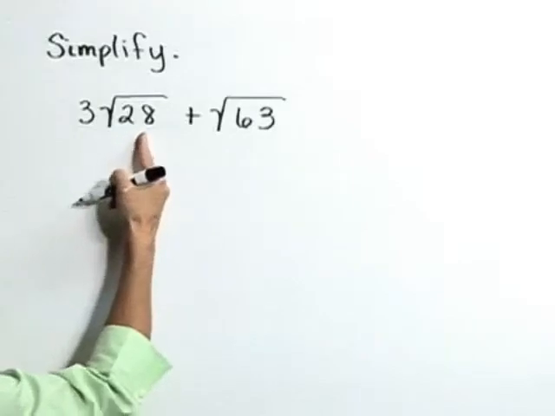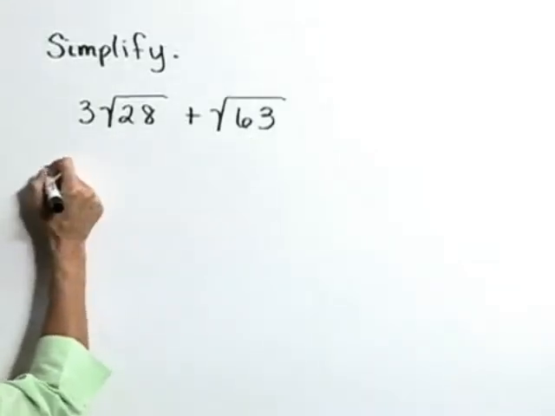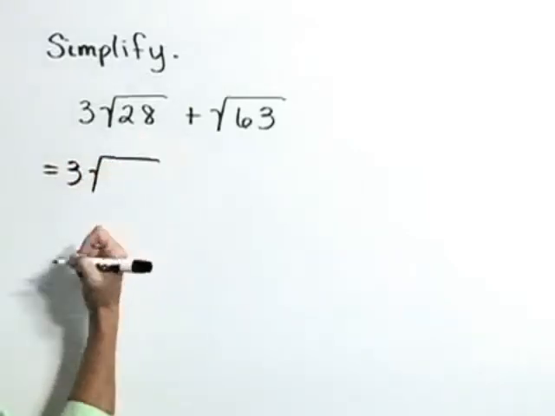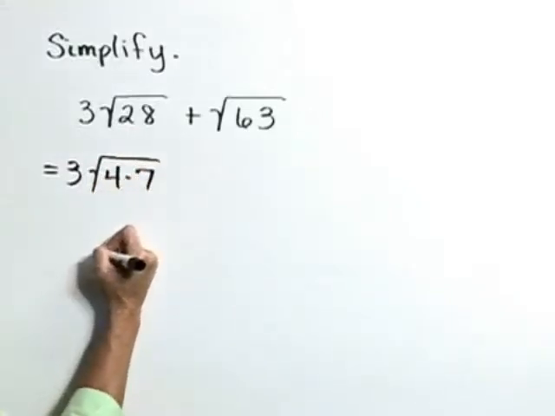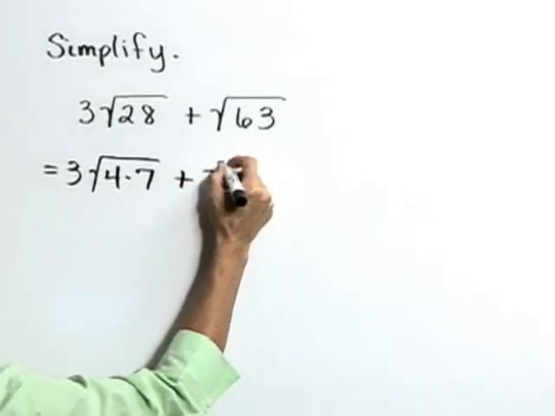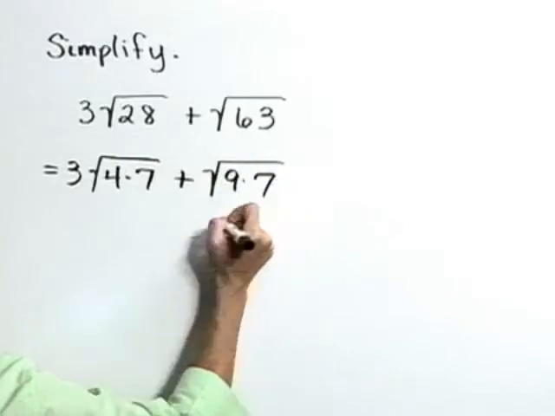Now, we can simplify each of these by pulling out perfect square factors. Let's do that. 28 has a perfect square factor of 4. 28 is 4 times 7. 63 has a perfect square factor of 9. 63 can be written as 9 times 7.